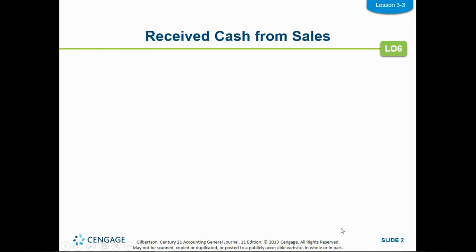So as we go into our transactions, the first one: received cash from sales. We're going to have that calculator tape. When we record a calculator tape as a source document, you're going to use the date as the number. And so we'll get to that in just a second.